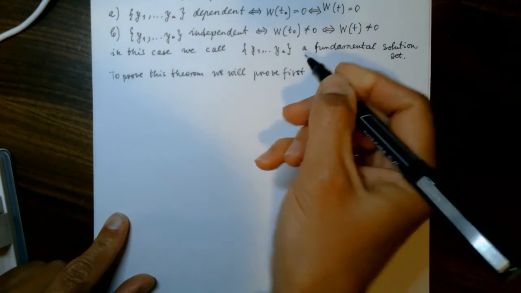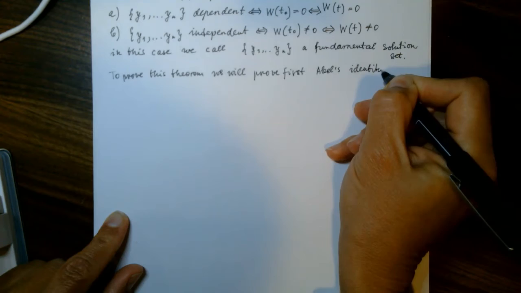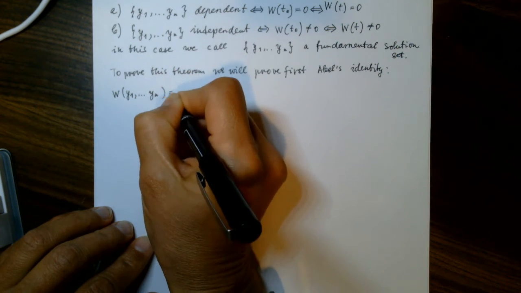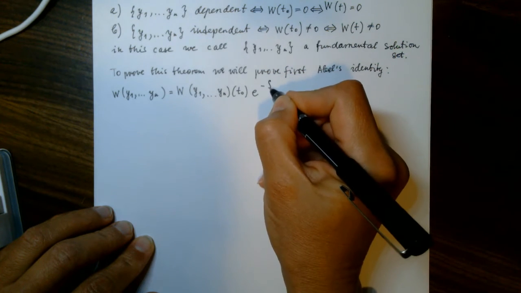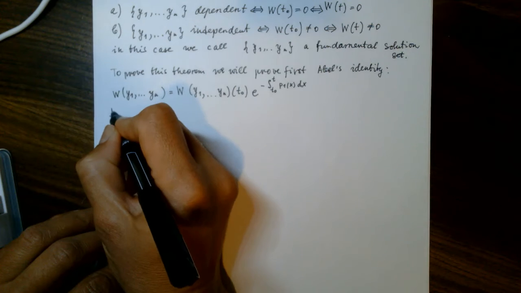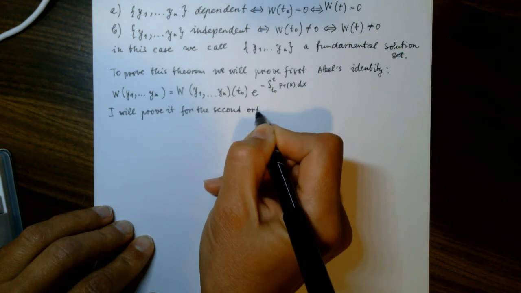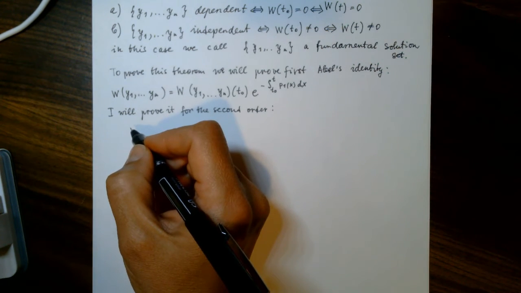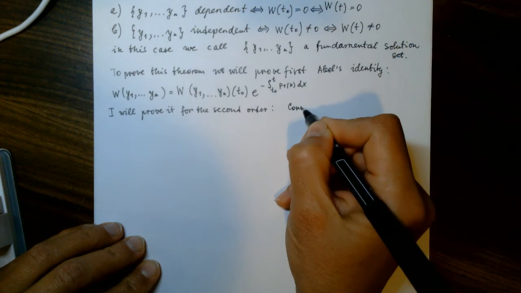To prove this theorem, we are going to start with proving first Abel's identity. Abel's identity is going to actually show us how the Wronskian is going to look for this nth order differential equation. So Abel's identity: the Wronskian of n functions y1, y2, yn equals the Wronskian of the same n functions at point t0 multiplied by e to the power of minus integral from t0 to t of p1 of x dx, and I'm going to prove this for the second order equation.